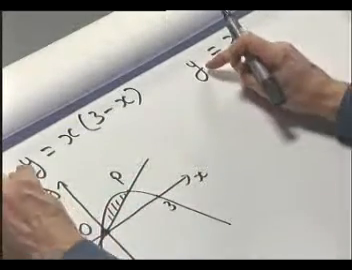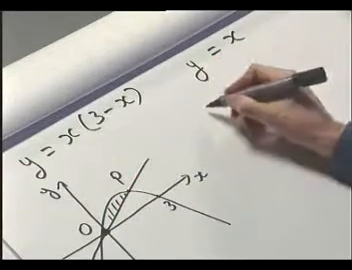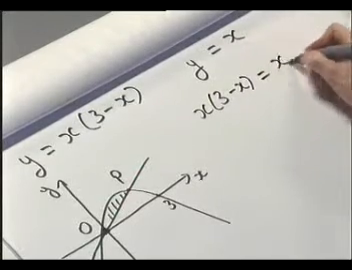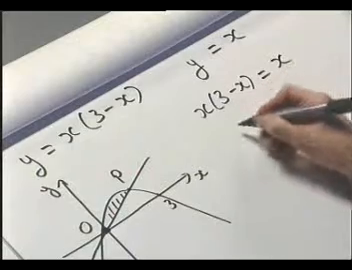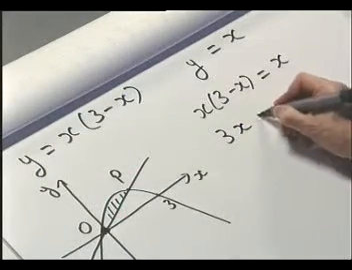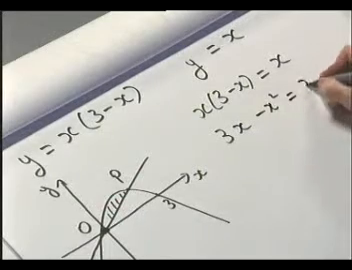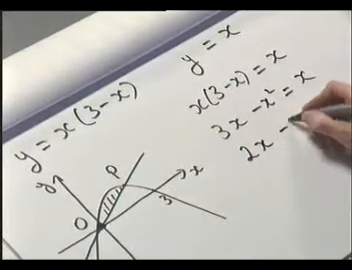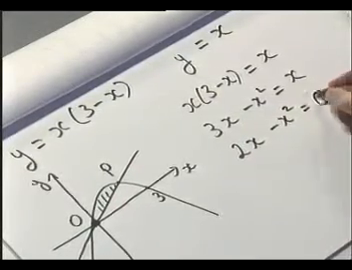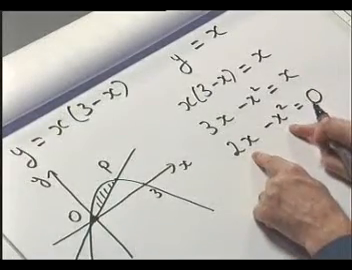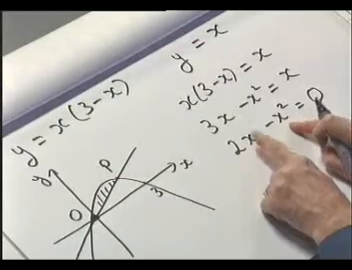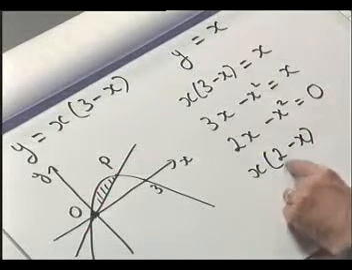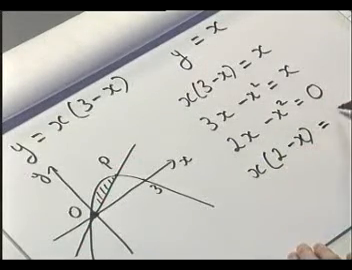Well, they will cross when their y values are equal. So they will intersect or meet when x times by 3 minus x is equal to x. Multiply out the bracket. 3x minus x squared is equal to x. Take x away from both sides. 2x minus x squared is then 0. This is a quadratic, and it factorises. There's a common factor of x in each term. So we can take that out, and we're left with 2 minus x equals 0.